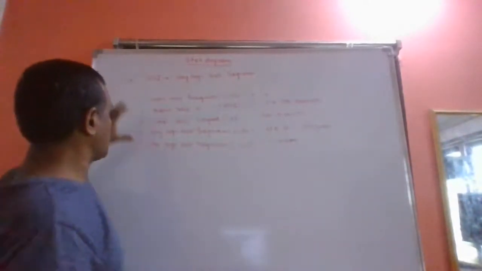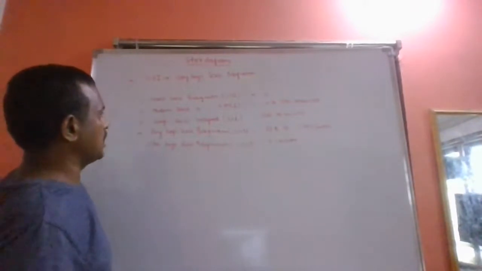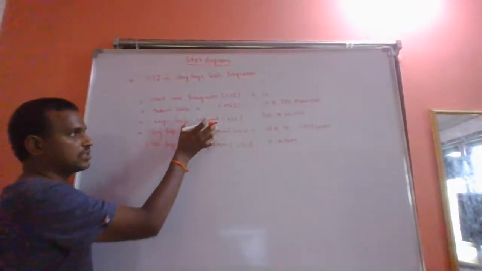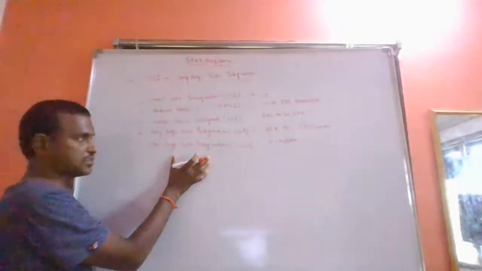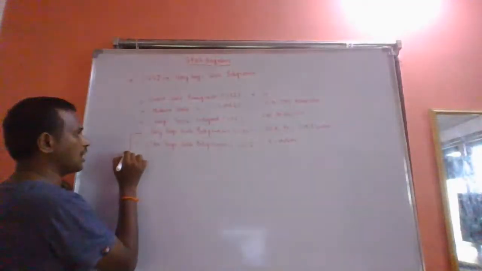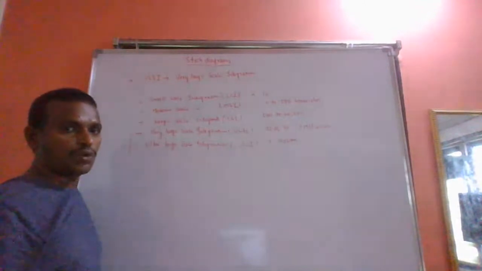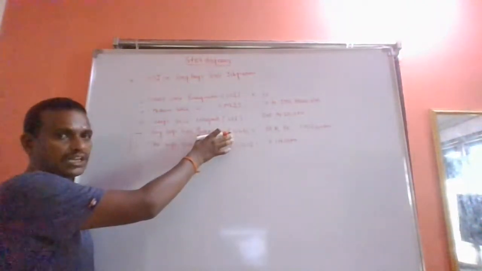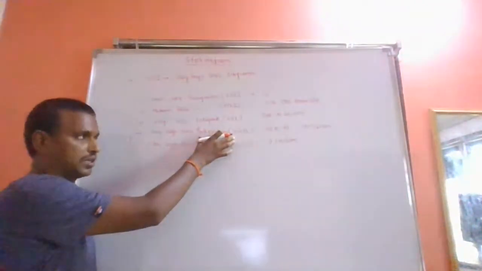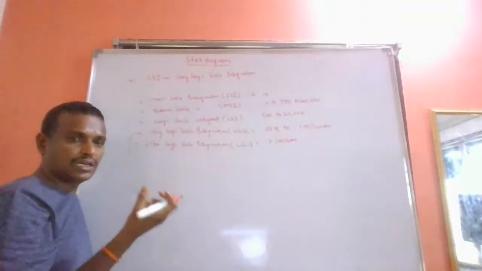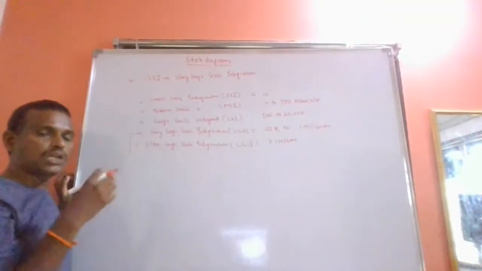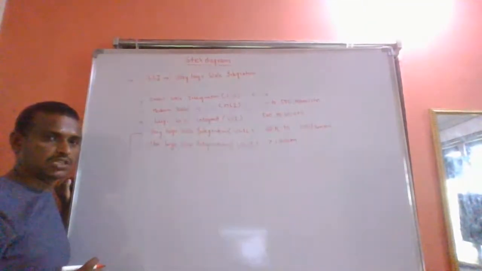So this is what we have: small scale integration, medium scale integration, large scale integration, very large scale integration, and ultra large scale integration. Out of these, very large scale integration is the most widely used scale of integration. So in that one, we will see how we can draw stick diagrams and what the importance of stick diagrams is.